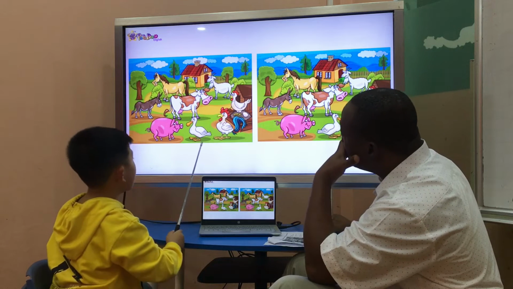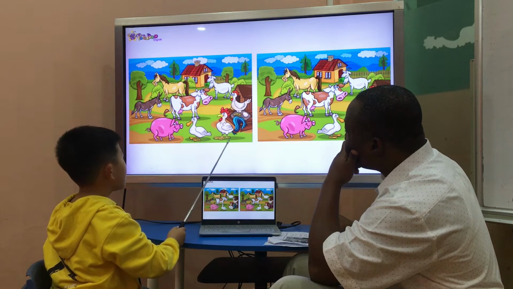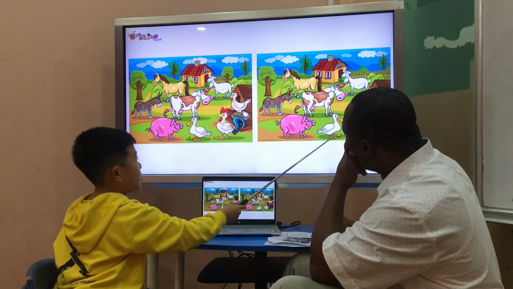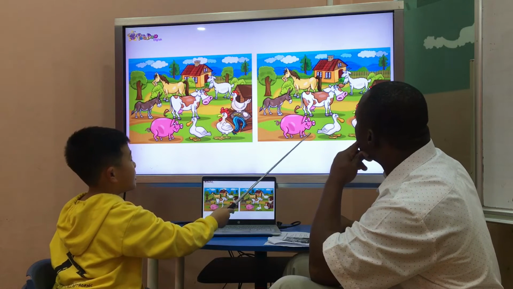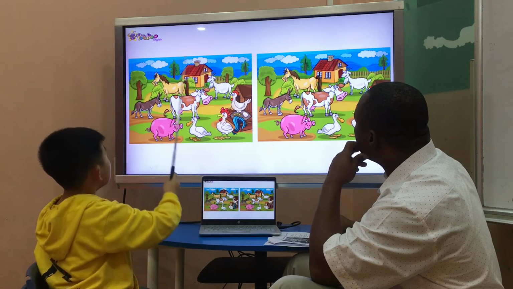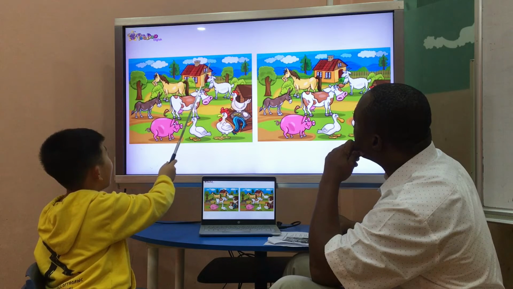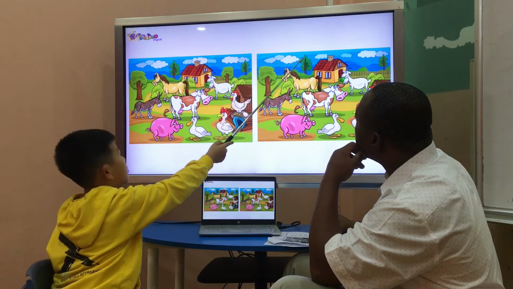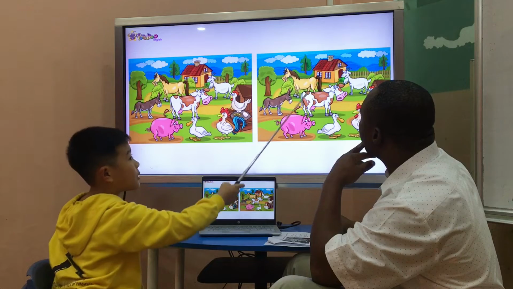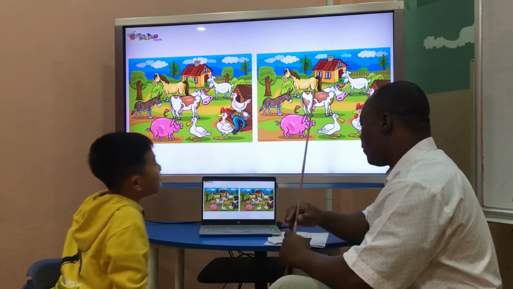In picture one, the duck is in front of the rooster, but in picture two, the duck is in front of the pig. In picture one, there are 8 clouds, but in picture two, there are 7 clouds. Thank you, Sky. Very good, Sky.